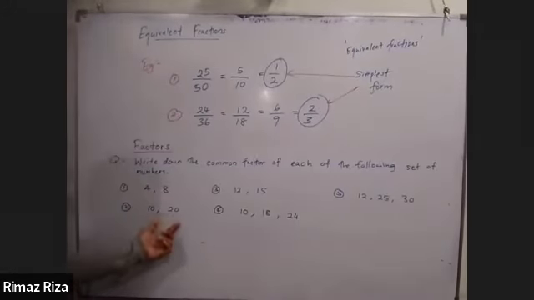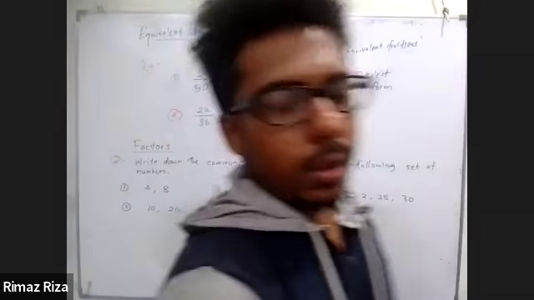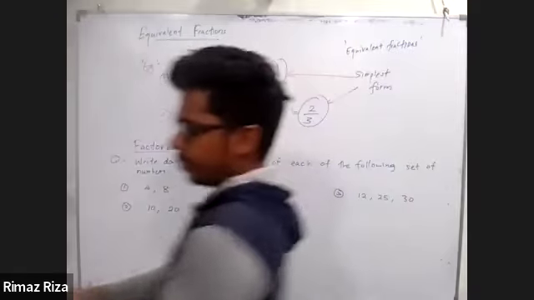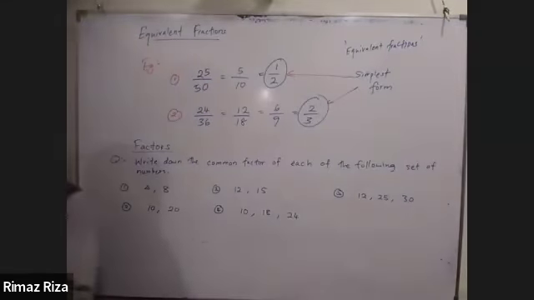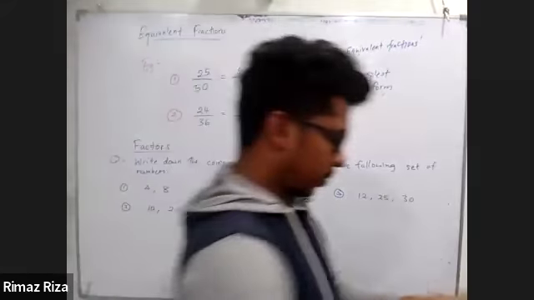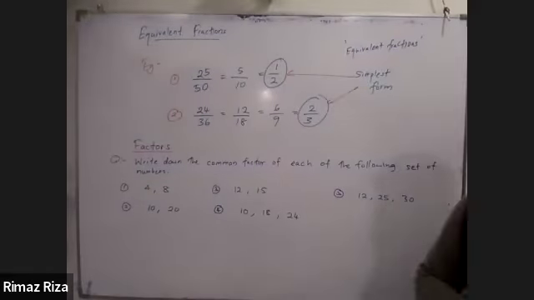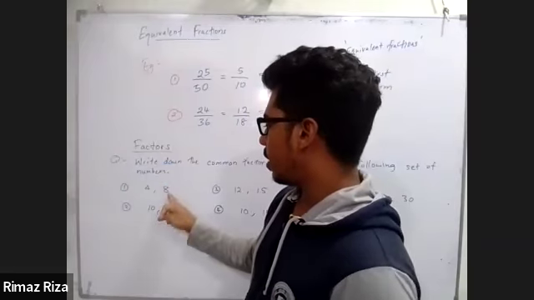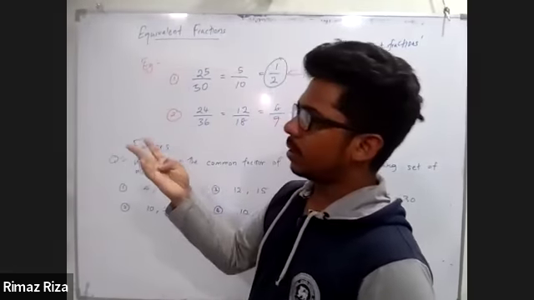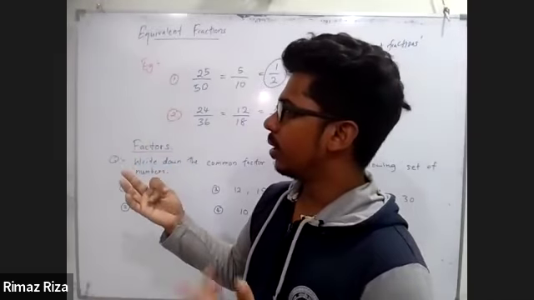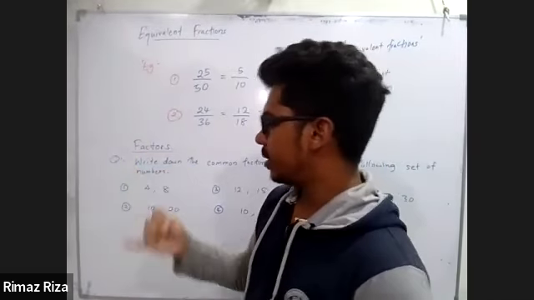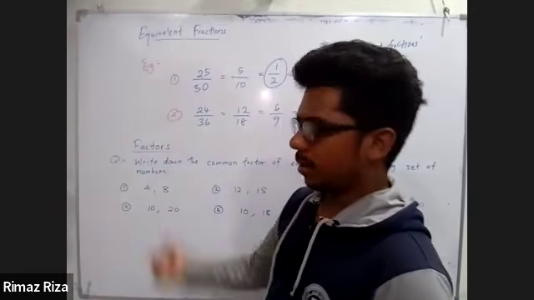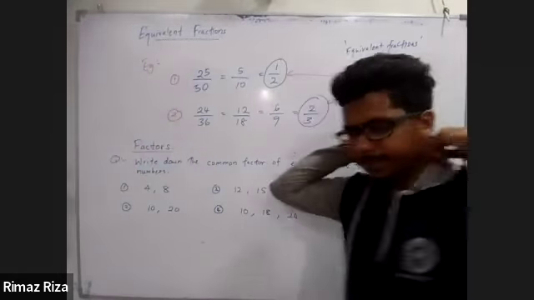You have to write the common factors of these. First, you have to check what are the factors of 4: 1, 2, 4. Now, what are the factors of 8? 1, 2, 4, 8. Then from those two sets of numbers, you have to write down the common factors.